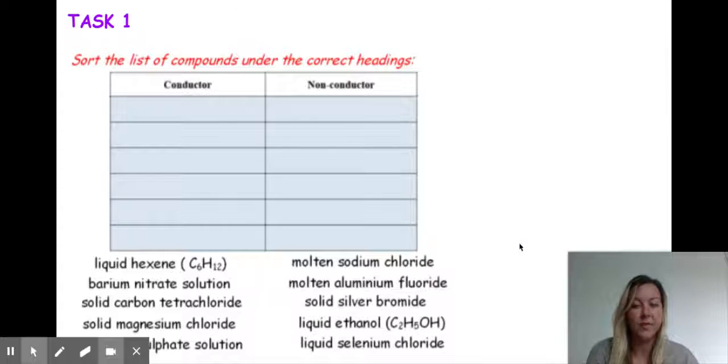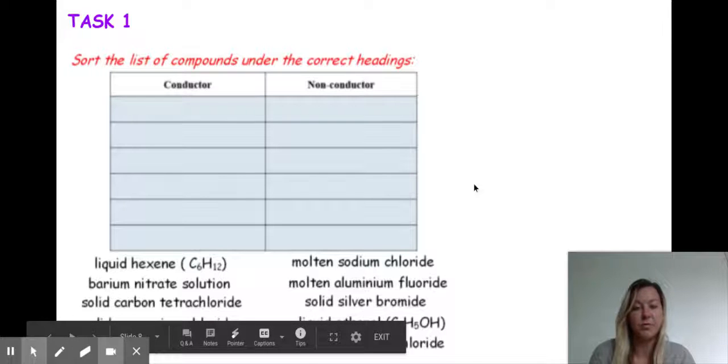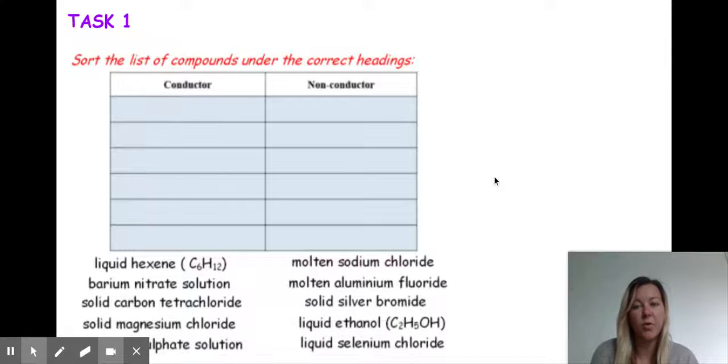A little task for you then. There are some compounds on the slide. I'll send these slides out for everybody like I always do. You have some examples of compounds at the bottom, and all you have to do is sort the list into conductors and non-conductors. So we've learned so far that covalent compounds never conduct. So what you're going to have to do here is look at the compounds very carefully and decide, is this an ionic or is it a covalent compound?